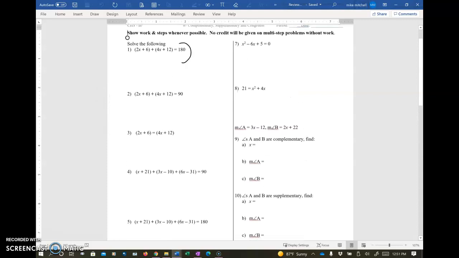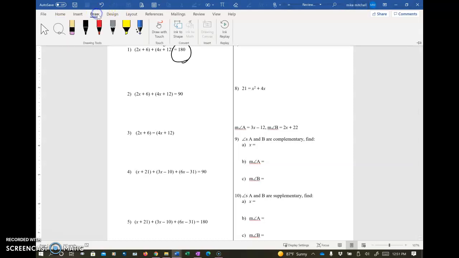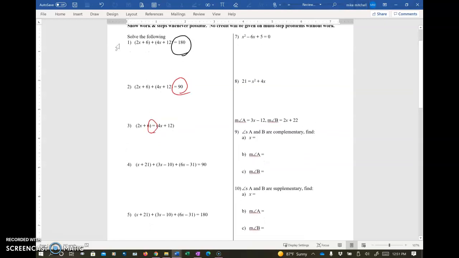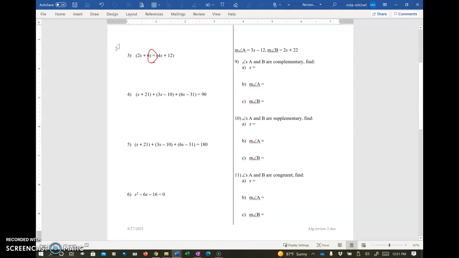Do notice in here the 180s, the 90s, and the equals. These are common themes that come up in here. 180 is supplementary, 90 is complementary, equals is congruent. So you will be setting up equations similar to these when you get to number 9.